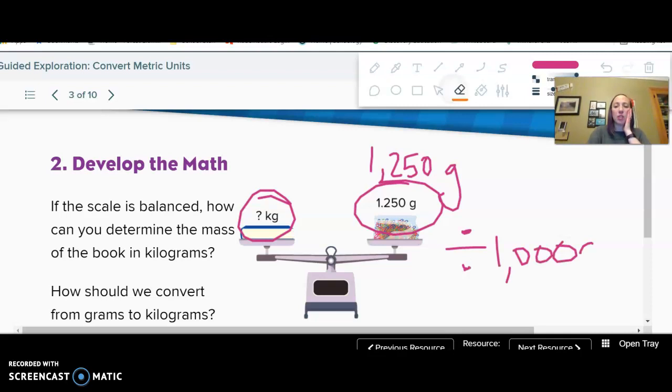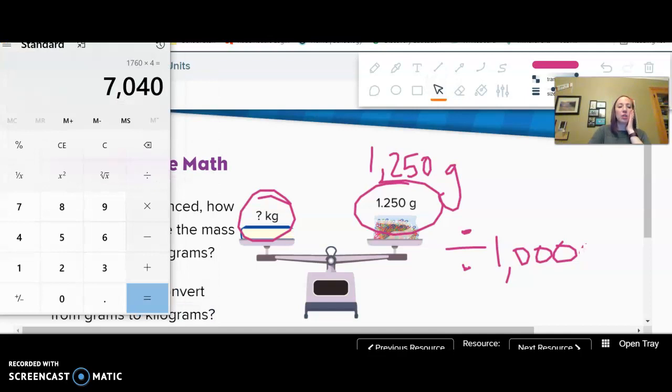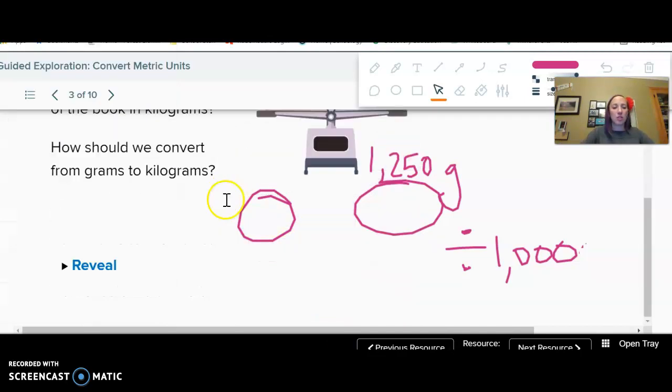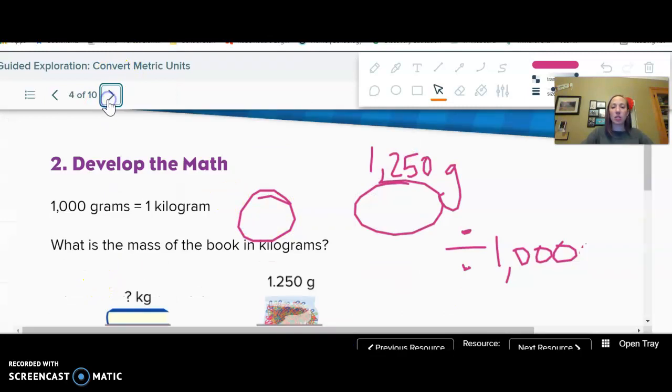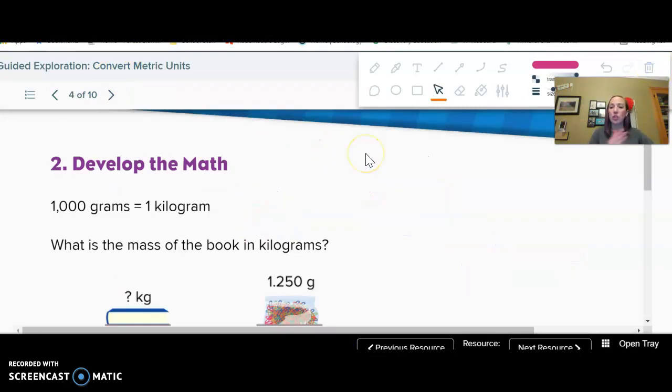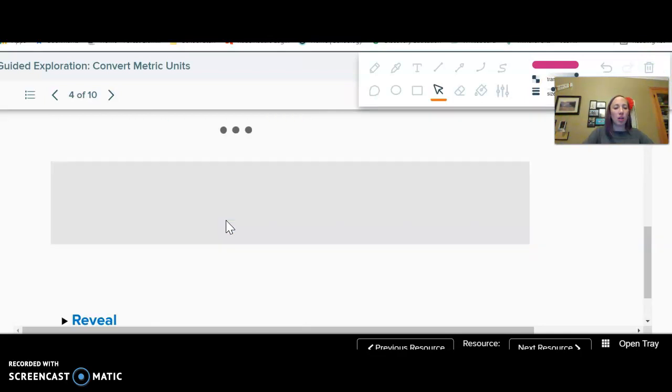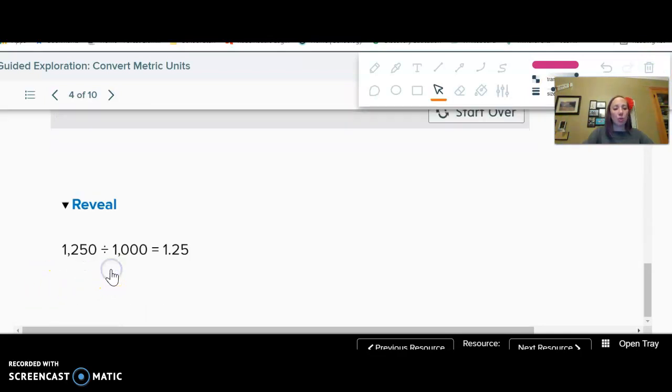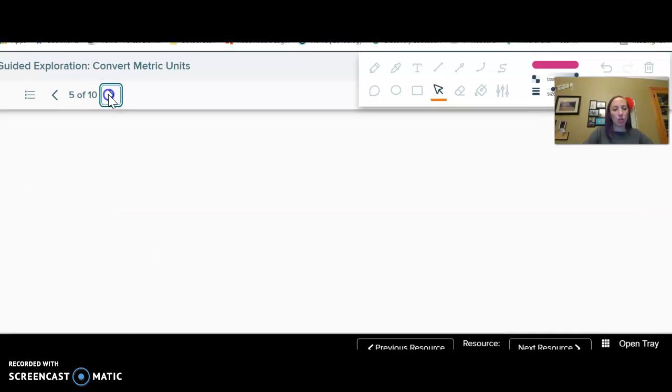Now you might be saying, I don't want to divide by 1,000. That's a really big division problem. Remember, you can use your calculator. So we're doing 1,250 divided by 1,000. So 1.25 kilograms. Notice how the numbers are the same. It's really where the decimal is that moves. The nice part about the metric system is it's really just about moving the decimal. So like we said, 1.25 kilograms.